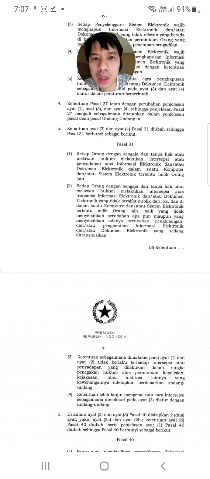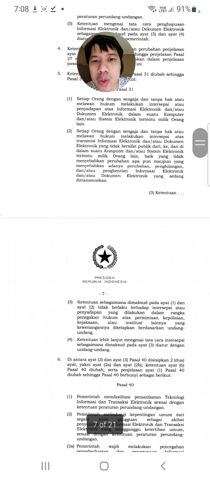Next, now chapter 31 is renewed to become like this: every person purposefully and without rights or against the law performs interception or bugging of electronic information or electronic documents in a computer or an electronic system owned by another person. Every person, so they are defining the perpetrator here. This second verse is like the first one, where they are not really explaining everything, they're just focusing on the subject here, the person. They're defining the one who is going to be talked about.